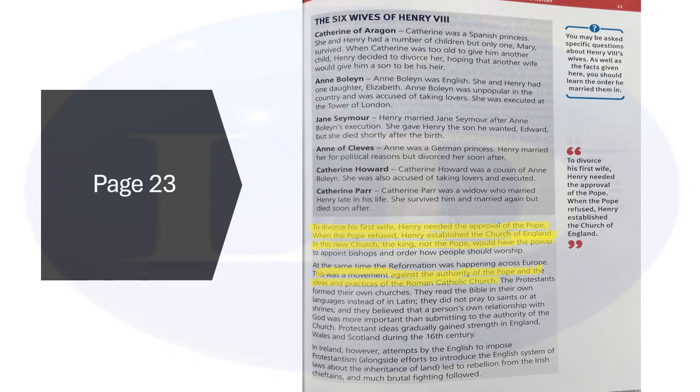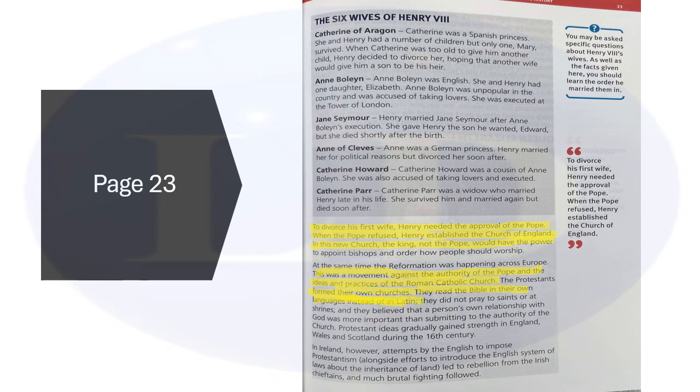The Pope was very, very powerful. So whatever the Pope would say, nobody could say no. So people wanted freedom. People wanted to move away. The Protestants formed their own churches. They read the Bible in their own language instead of Latin.